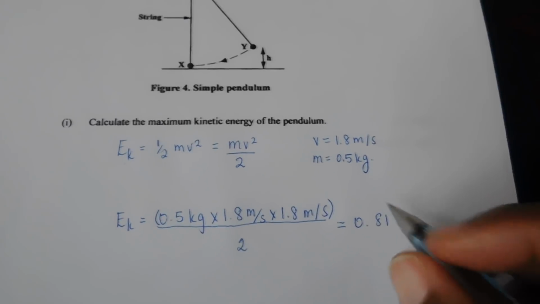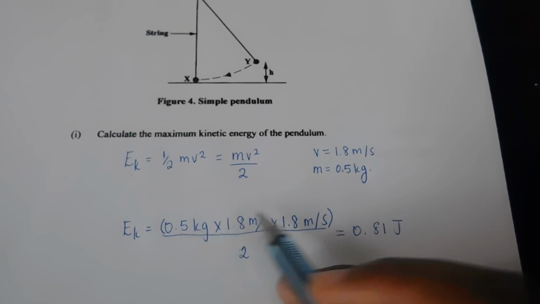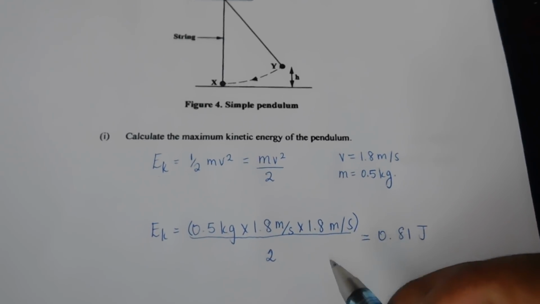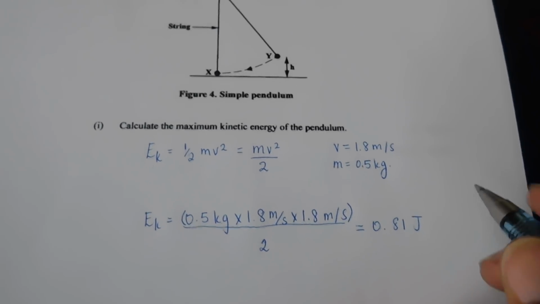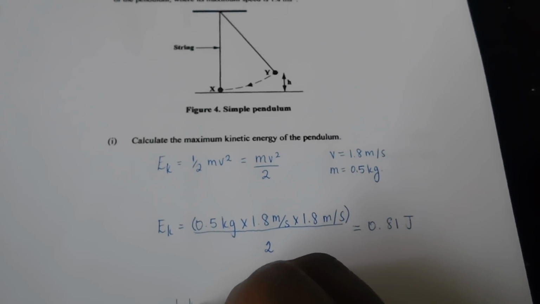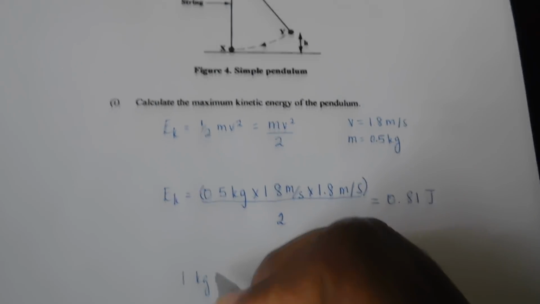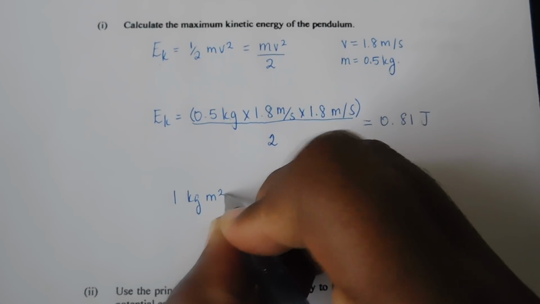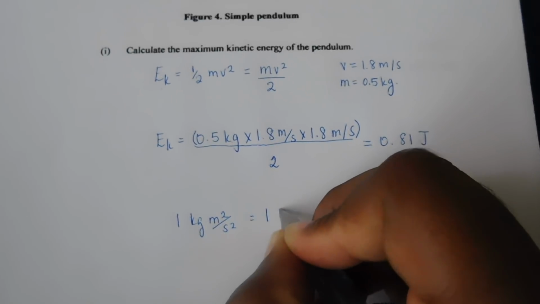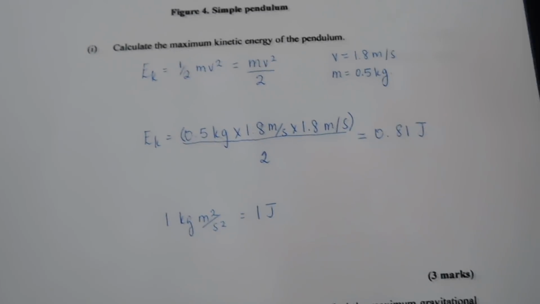Well, this will give you kilogram meters squared over seconds squared, which is equivalent to a joule. So you could write 1 kg m squared over s squared is equivalent to 1 joule. You don't have to do that, but this is just for general knowledge. And that's how you know you're correct.